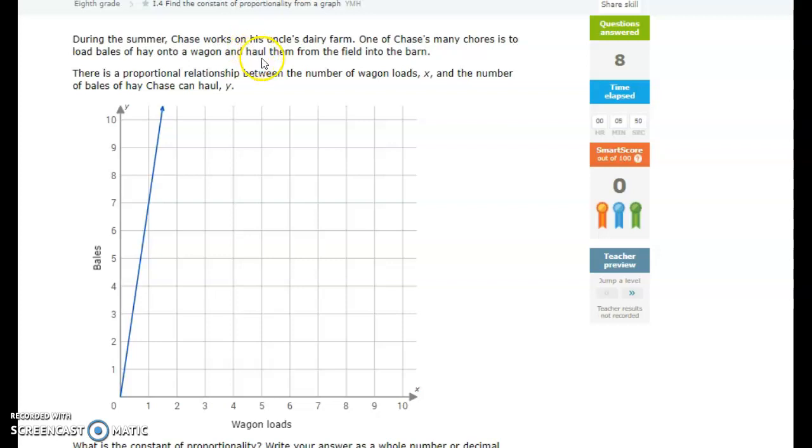During the summer, Chase works on his uncle's dairy farm. One of Chase's many chores is to load bales of hay onto a wagon and haul them from the field into the barn. There is a proportional relationship, which means it runs through the origin (0, 0), between the number of wagon loads X and the number of bales of hay Chase can haul Y.